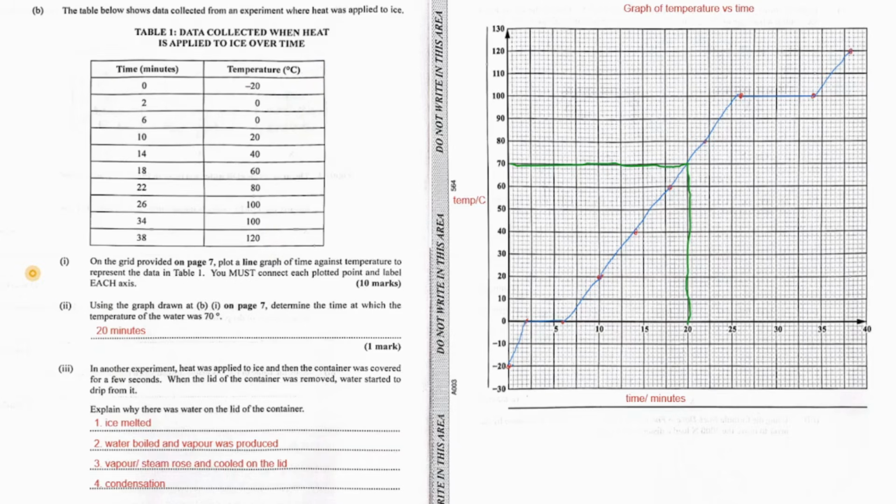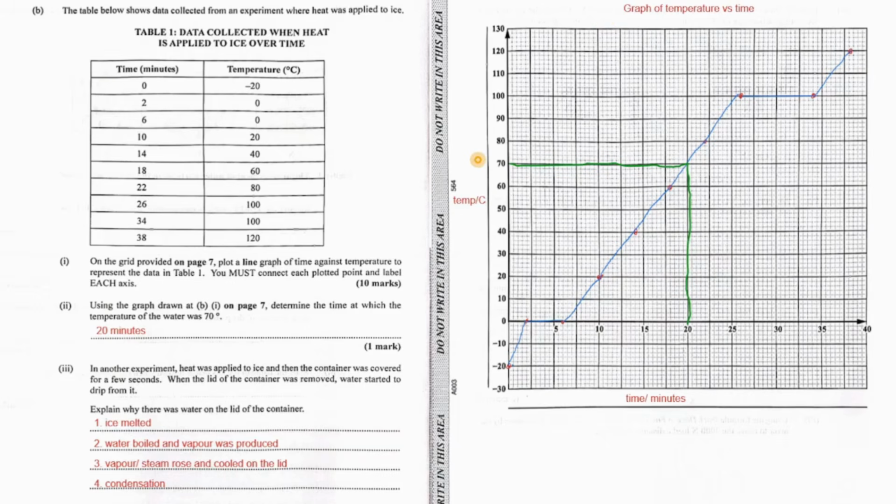So part 1 asked us, on the grid provided on page 7, plot a line graph of time against temperature to represent the data in table 1. You must connect each plotted point and label each axis. So this would be 10 marks. So you would get 10 marks once you have plotted all of your points correctly, as well as labeled your axes. And I also added the title to a graph because your graphs should always have titles.